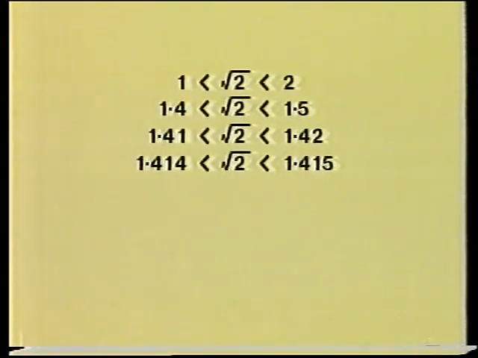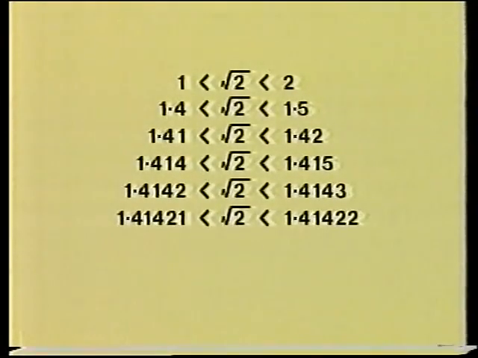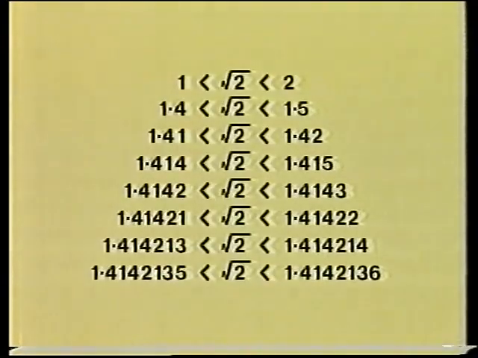And by continuing this process, we get a sequence of inequalities which give more and more accurate decimal approximations to root 2. And we represent this infinite process by writing root 2 equals 1.414 and so on. But because root 2 is not rational, this decimal expansion won't terminate or recur.